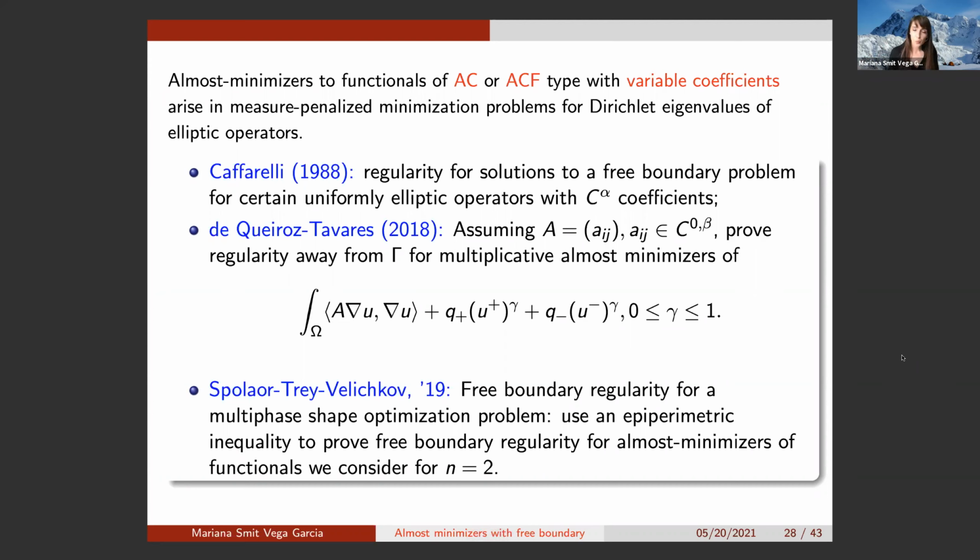Then there is an interesting paper of Spolaor, Trey and Velichkov from 2019, in which they are interested, so their point of view is different. They're interested in the free boundary regularity. They have a multi-phase shape optimization problem, and what they do is they use an epiperimetric inequality to prove free boundary regularity for almost minimizers of the functions that I have been discussing with you in dimension 2. Here they had to restrict themselves to dimension 2 because the epiperimetric inequality they used was only done for dimension 2. However, their point of view is different because they assume a priori that the almost minimizers are Lipschitz, and with that information, they are able to say something about the free boundary. In our work, we were interested in showing this Lipschitz regularity, so a different, let's say, perspective looking at it.